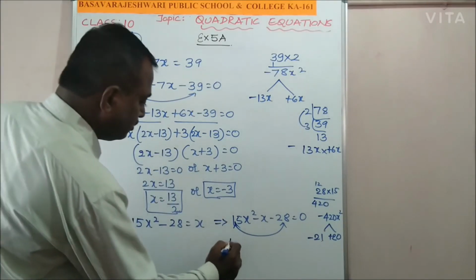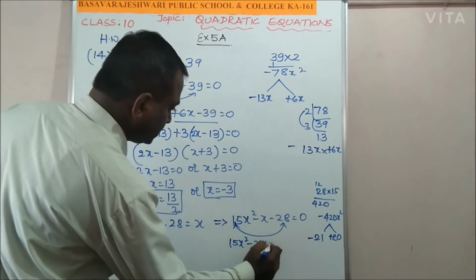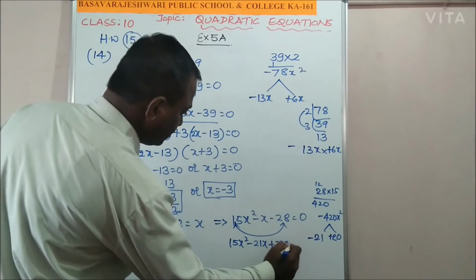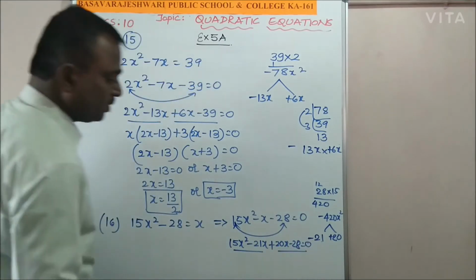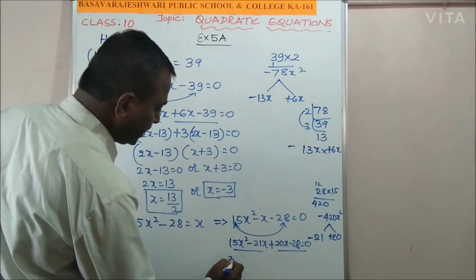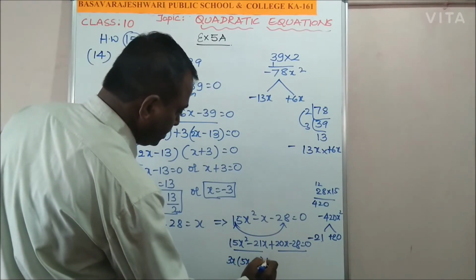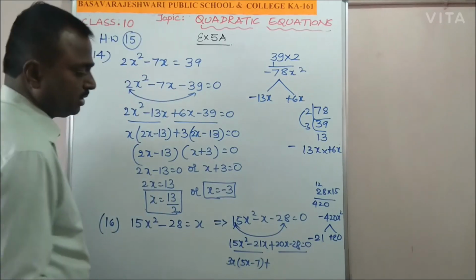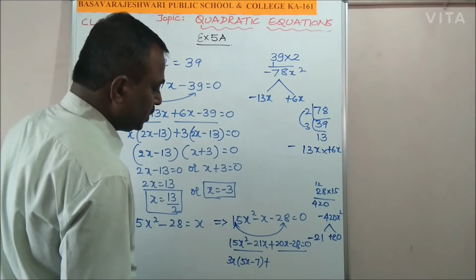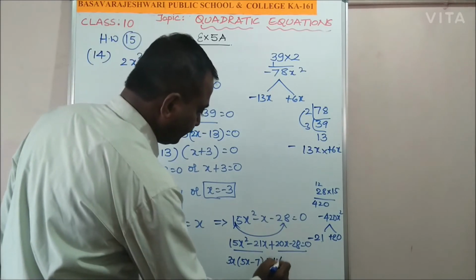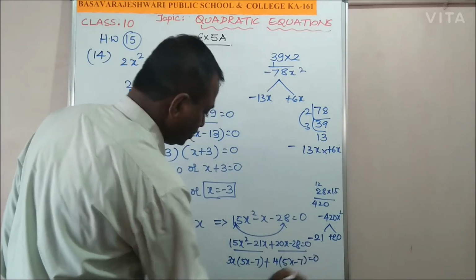So now 15x square minus 21x plus 20x minus 28 is equal to 0. So what is the common factor here? 3x. 5x minus 7 remains, plus here the common factor we can take is 4. 4 is the common factor, 4 into 5x minus 7 is equal to 0.